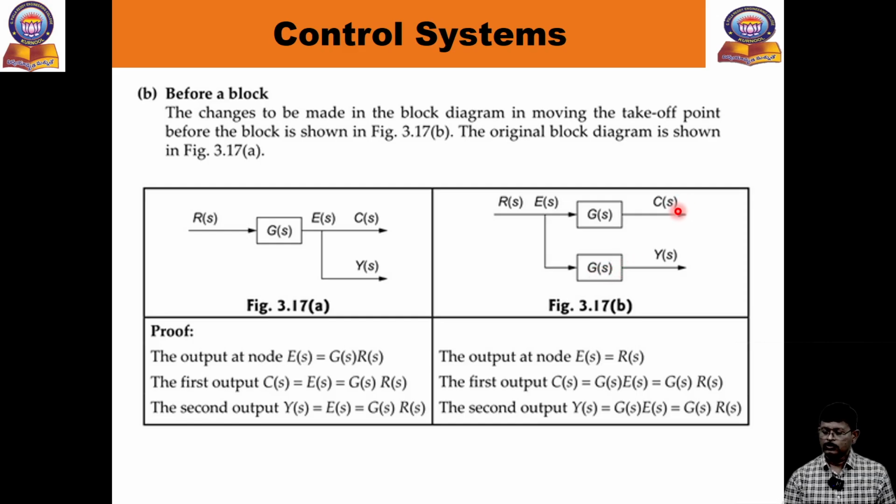What is the output now? So C of S equal to R of S into G of S. Then similarly Y of S equal to R of S into G of S. You can observe here same, right? So the same value you are getting here. So you observe, the only thing is when you shift the pickup point before or after. When you shift it after, you have to multiply in the forward path 1 by G of S. When you shift it before, then multiply with only G of S. So in this case the inverse, that is 1 by G of S. Okay, here only G of S.